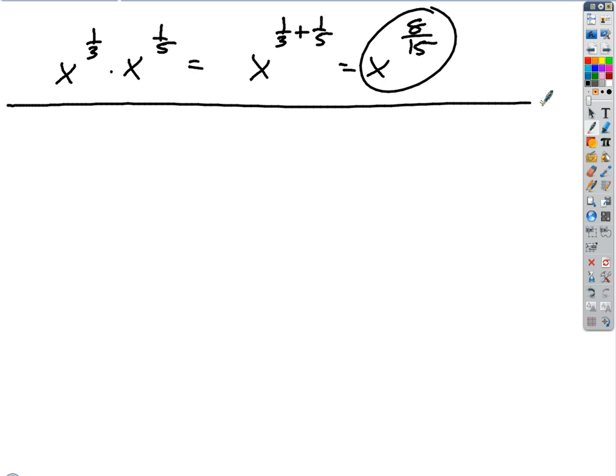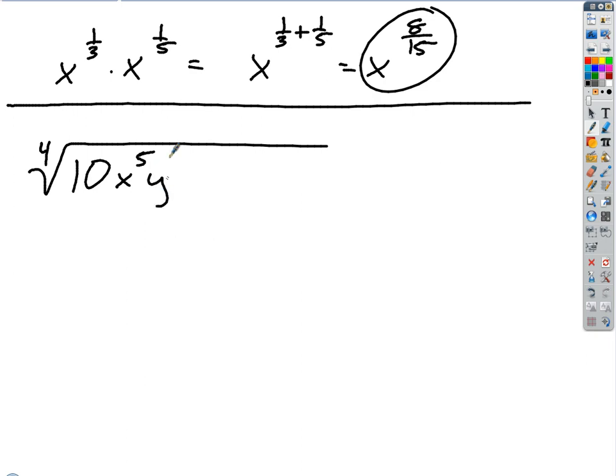Okay, so what if we have something like this, let's say. 4th root of 10 x to the 5th, y to the 8th, z to the 10th. Okay, and we want to simplify it. I'm going to show you a great trick for doing this in one step.